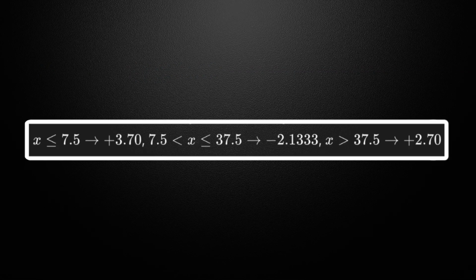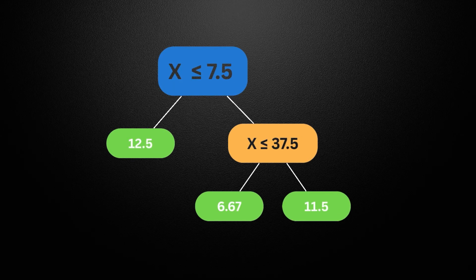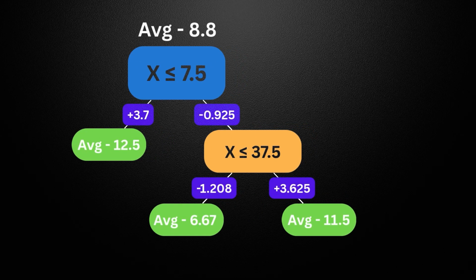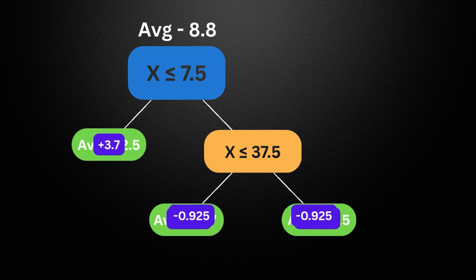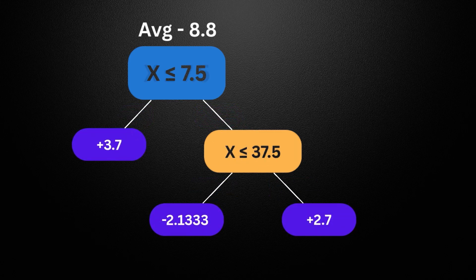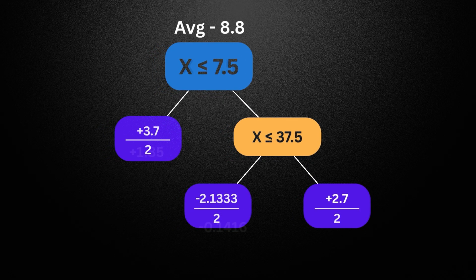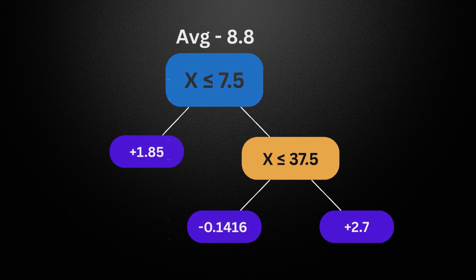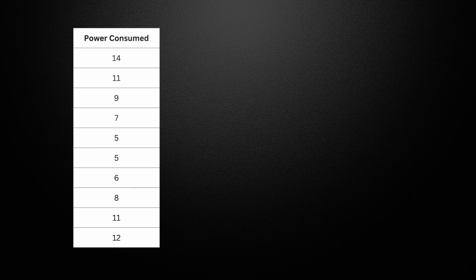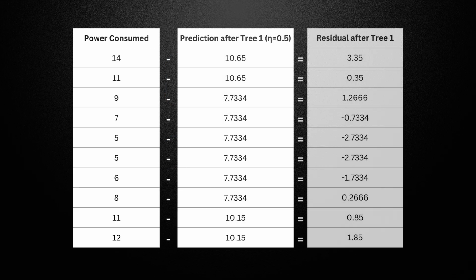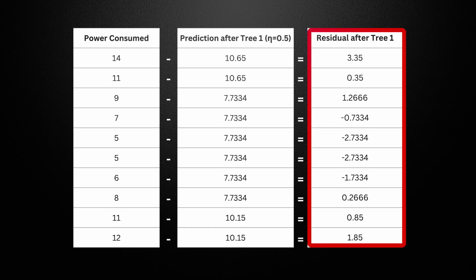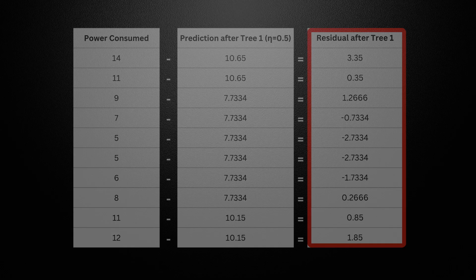We now have our first gradient boosting tree, and it uses the baseline 8.8 and 3 leaf corrections. With a learning rate of 0.5, each correction is added at half strength. Gradient boosting always works on the errors left by the current model, so we recompute the residuals after tree 1. And those become the training targets for tree 2. Residuals from the first tree are calculated by predicting the target for each sample by passing them through the first tree and then subtracting it from the true value.